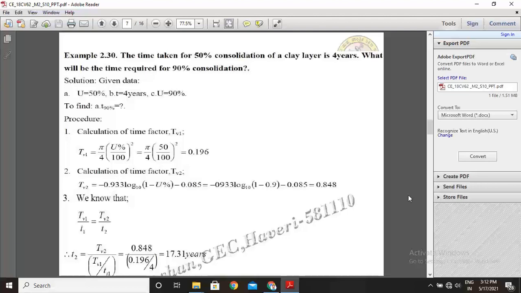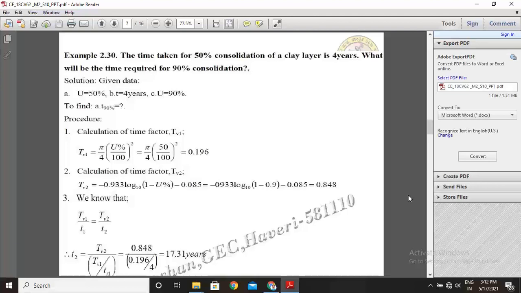First step. Calculation of time factor TV1 is given by the equation pi by 4 into (U by 100) square. So substitute the values in this equation: pi by 4 into, U is 50%, means 50 by 100 square. So now we are getting 0.196.